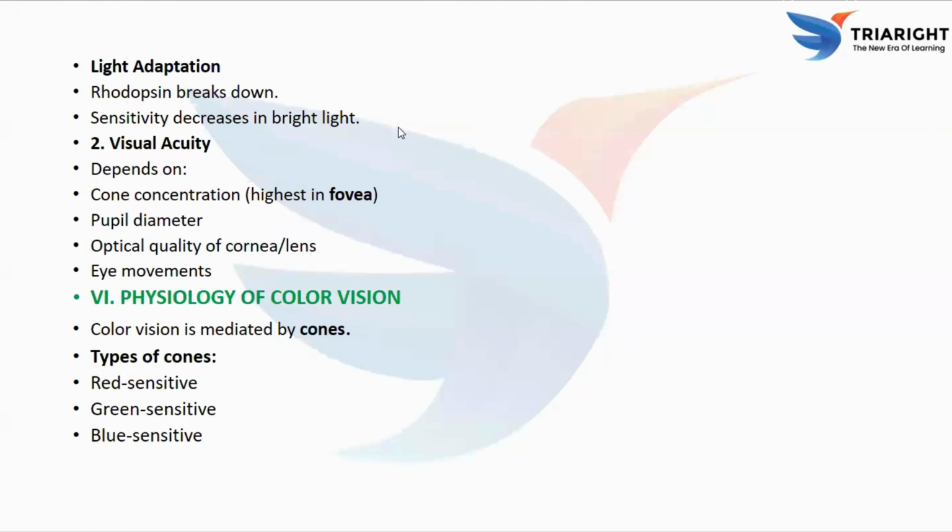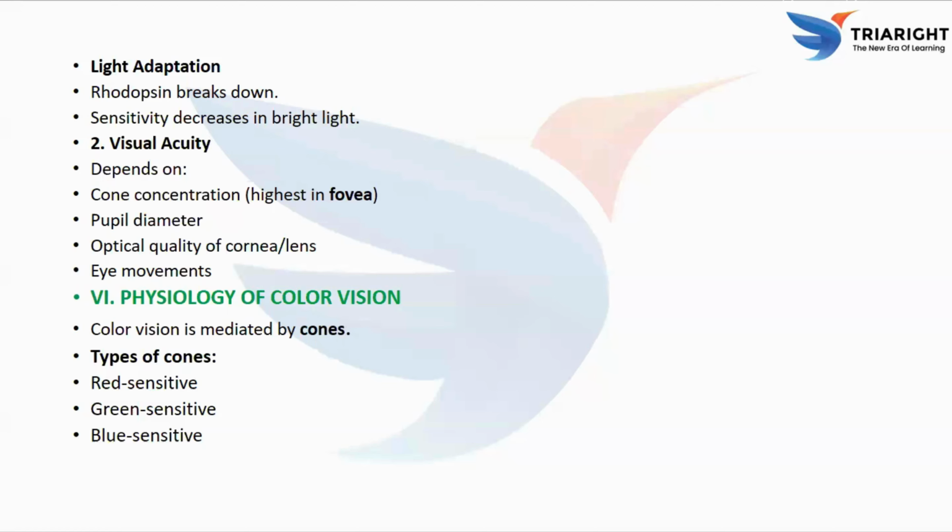Next, light adaptation. Light adaptation happens whenever the eye moves from darkness into bright light. So what happens in light adaptation? The rhodopsin breaks down. In bright light, the rhodopsin, which is a visual pigment present in the rods, becomes bleached. So the rods become less sensitive and sensitivity decreases in bright light. Rods shut down, which leads to the cones taking over. These cones function best in bright light. So visual clarity improves. What is the purpose of light adaptation? To prevent overstimulation of the retina and also help the eye adjust quickly to bright conditions.